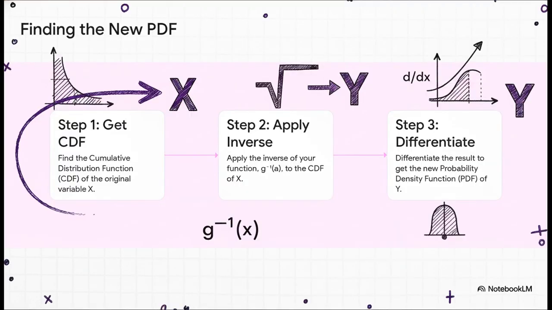So how do we actually find that new probability map for y? It's this really elegant three-step process. First, you start with the cumulative distribution function, the CDF, of our original die roll, x. Next, you apply the inverse of your payout function, so in our case, that's the square root. And for the final step, you differentiate that result, and boom, you've got the probability density function, the PDF, for y. It's an amazing mathematical toolkit that lets you transform one probability space into a completely different one.